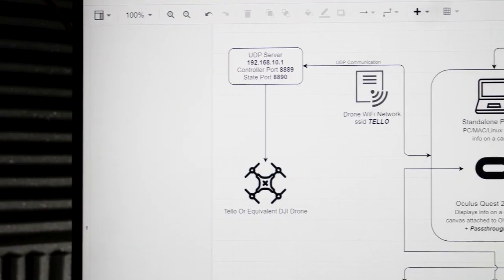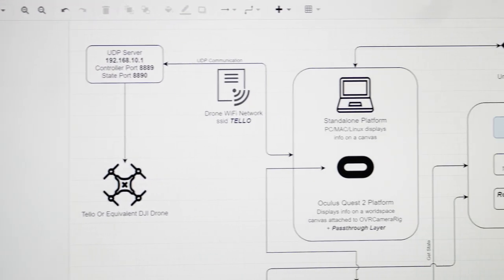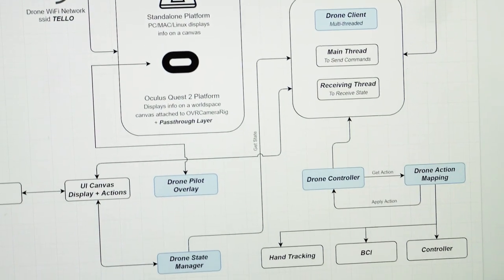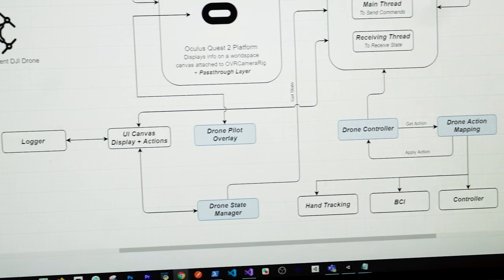The other thing that I also want to walk you through today is the diagram. In the diagram, we're going to be looking at every single component that we're going to be building in this series. I want to walk you through how we can communicate with the drone via UDP client. Also, how do we receive information? We're going to be looking at multi-threading. Also, how I do mappings with different controllers. So there's going to be a lot of stuff that we're going to be building in this video series.